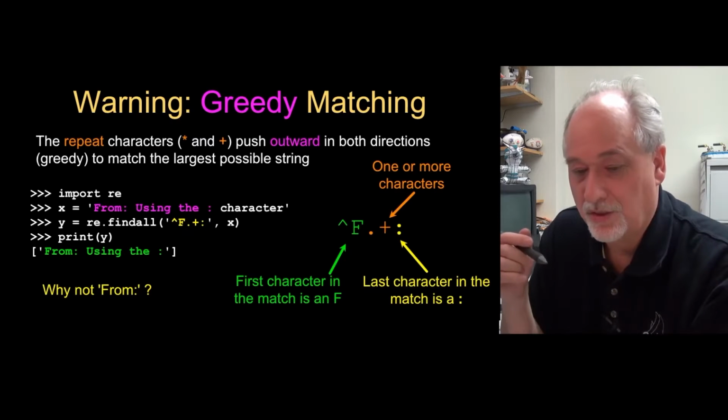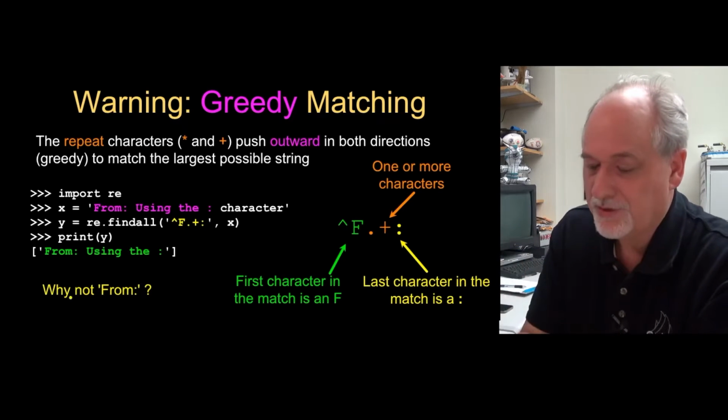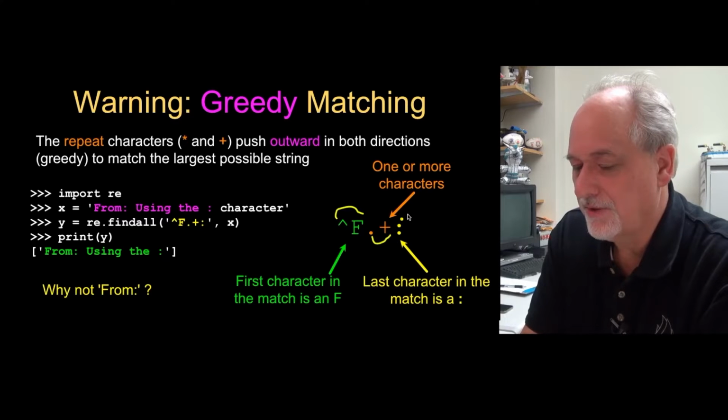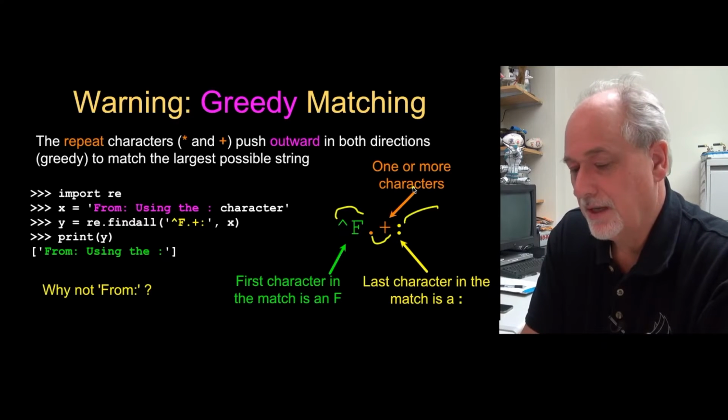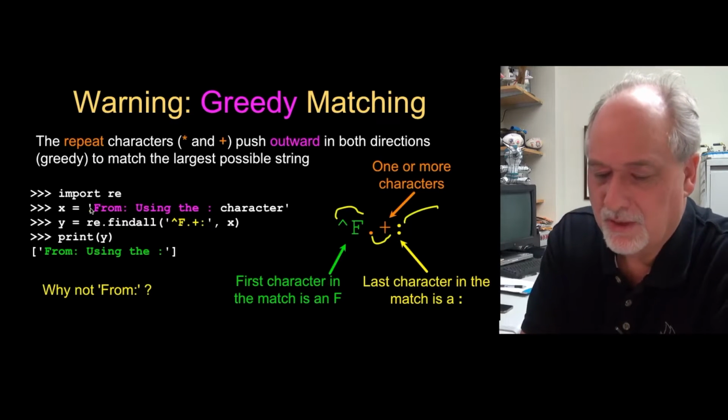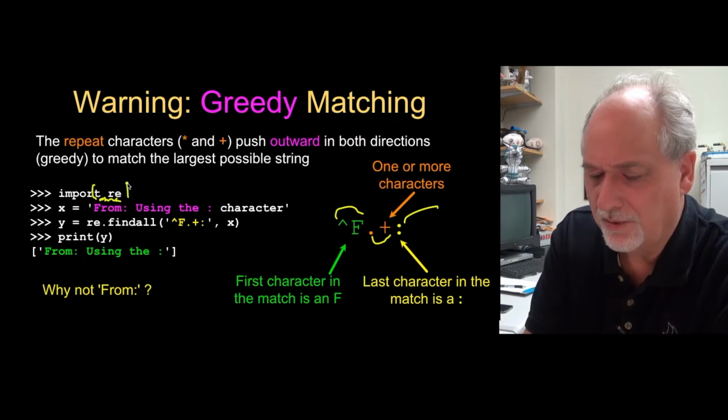And so the easiest way to show this is with an example. We're saying, I want something that starts with an F, with one or more characters, and ends with a colon. So that's my little stamp, that's my template. It starts with an F, good. One or more characters, then a colon. So that could be "From:".